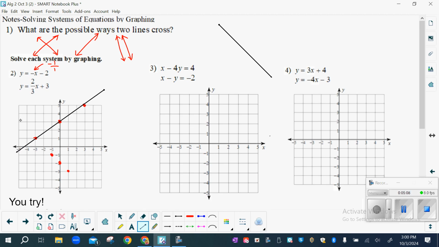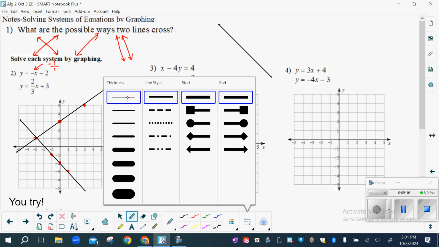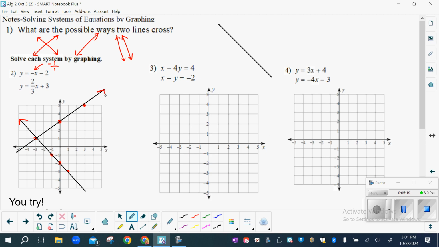So here's one line, and then here's the other line. So what is my answer to the solution? A hand, please, for what is the answer to this here? Yes, Jason? Sunny? Yeah, so this point here is (-3, 1). That is your solution. Be sure to write that as your solution.